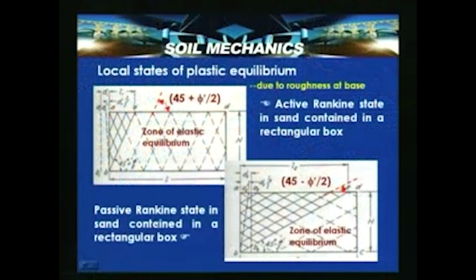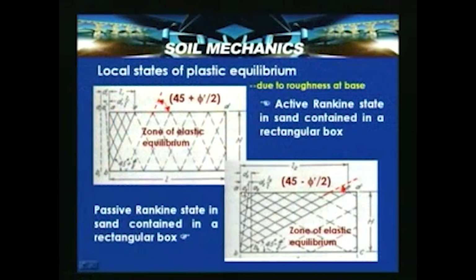In another case, if the wall moves towards the soil, that is the backfill, we have the passive Rankine state in sand in a rectangular box. Here the wall has to be moved adequately so that this condition occurs. You can see that the rupture planes or sliding wedge are inclined at 45 minus phi dash by 2 with the horizontal. Because of the roughness at the base, the displacement is 0 here, and here there is a movement or rotation towards the backfill.